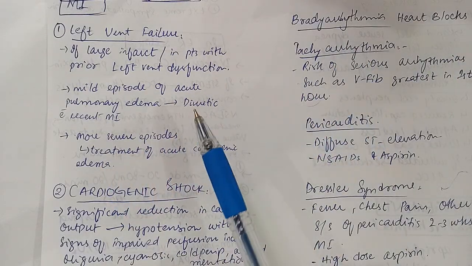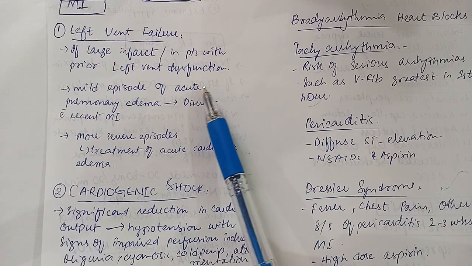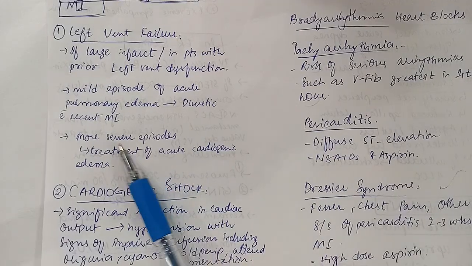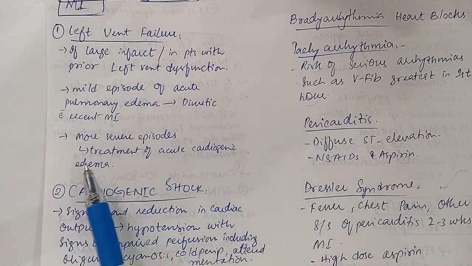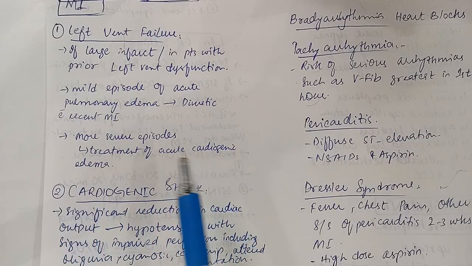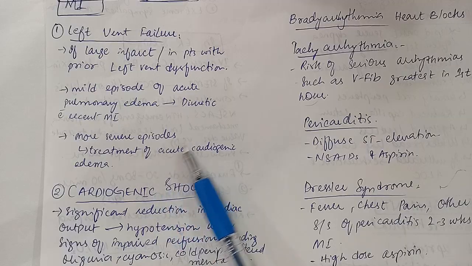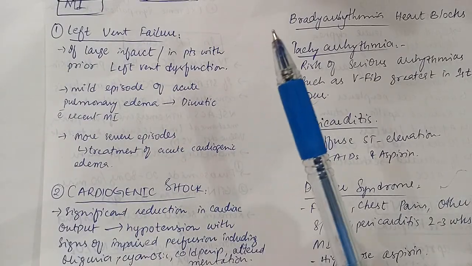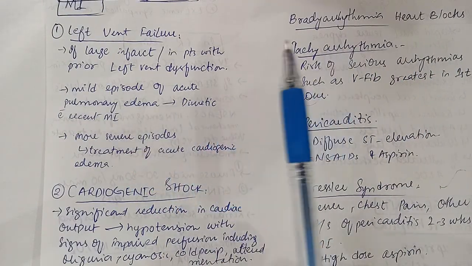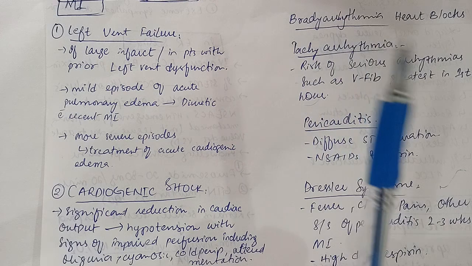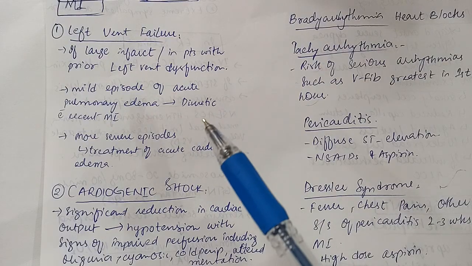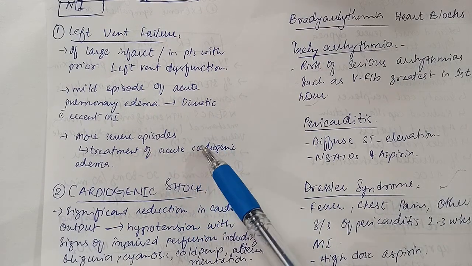In the cases of more severe episodes, where there is greater pulmonary edema, treatment of acute cardiogenic pulmonary edema would be considered. We will also discuss acute cardiogenic pulmonary edema later in this video. So basically, left ventricular failure is manifested by the presence of pulmonary edema. Right ventricular failure is also a complication of MI, and in that case there would be a raised JVP and peripheral edema.